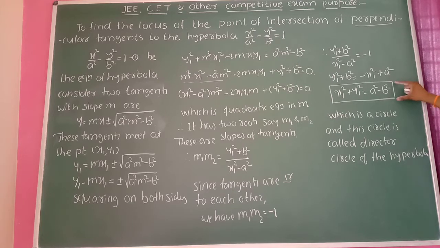Then this is a circle. It is the equation of the circle. Then this circle is called a director circle.